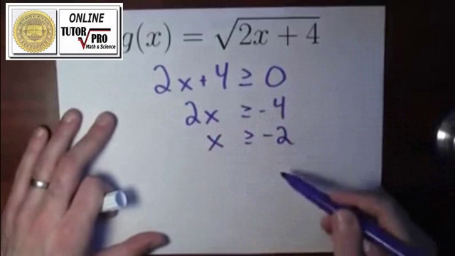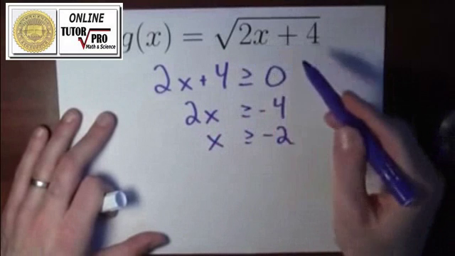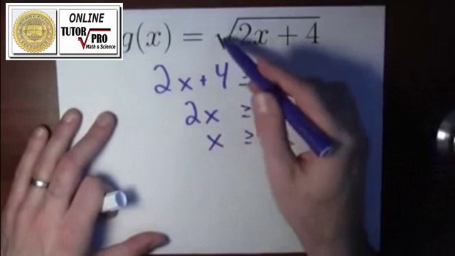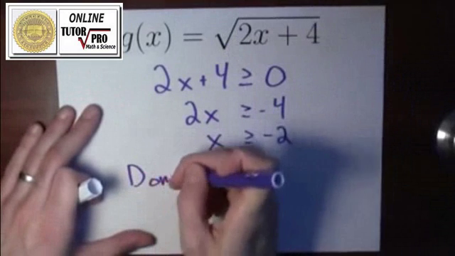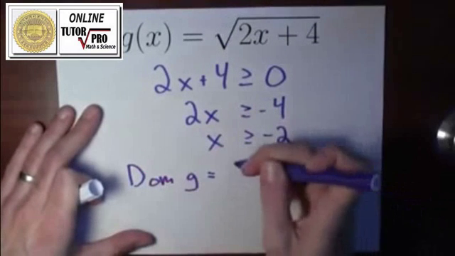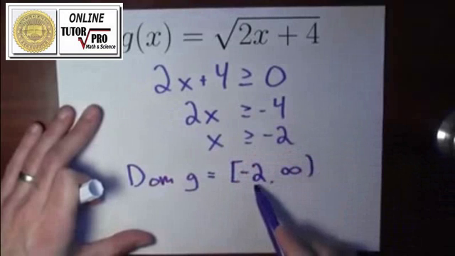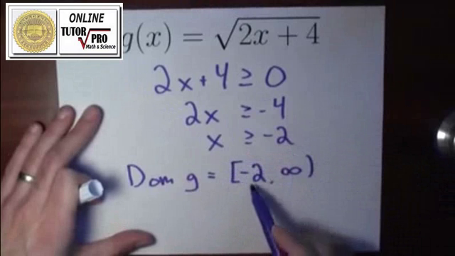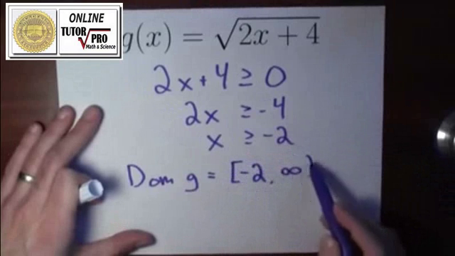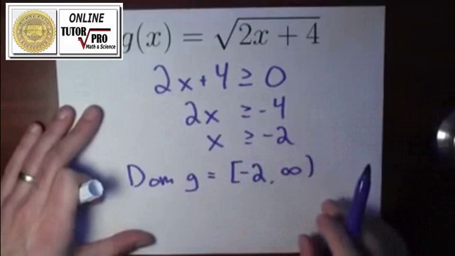So as long as x is at least negative 2, then 2x plus 4 is at least 0, which means it makes sense to take the square root. So I can summarize the situation. The domain of g consists of all numbers greater than or equal to minus 2. This is our notation for that. I use the square bracket to include the minus 2 and the round bracket here on the infinity because infinity is not a number. It's not part of the domain.